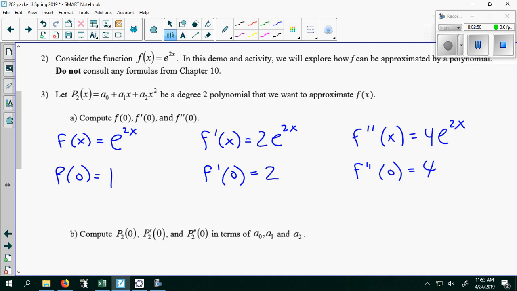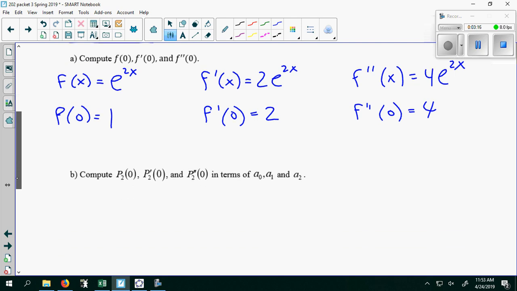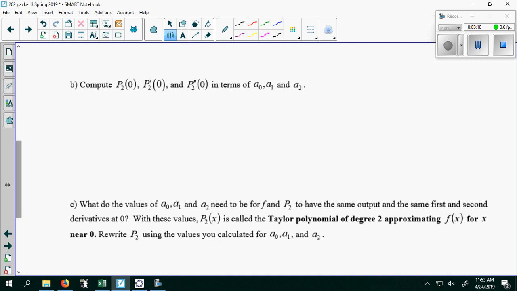So I know really well what the behavior of f is at 0. I know the y value. I know the slope of the tangent line. I know the concavity, right? So I know f of 0, f prime of 0, f double prime of 0. So I know a lot of stuff about f at 0. I want P2 to impersonate f. So I want it to have all this same behavior at 0 that f has. So I'm going to calculate p of 0, p prime of 0, and p double prime of 0.